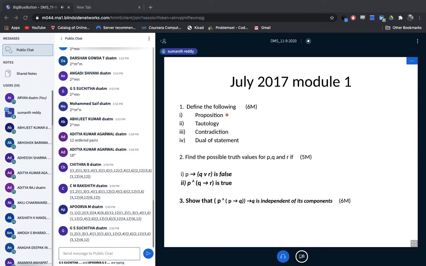And already I have told you, if you just write the sentence, you won't get full marks. Obviously, you need to write the example. What is a proposition? A proposition is a statement which can be either true or false, right? So based on that, you just have to give one example for the proposition, right?